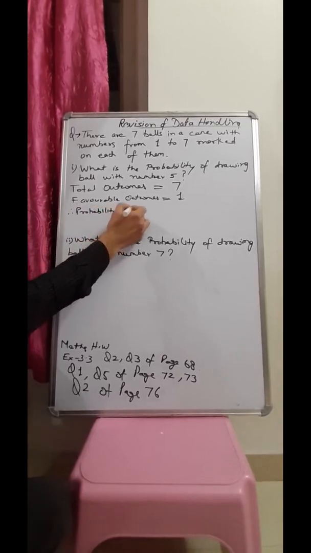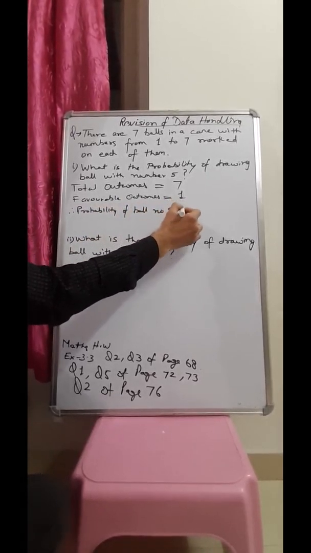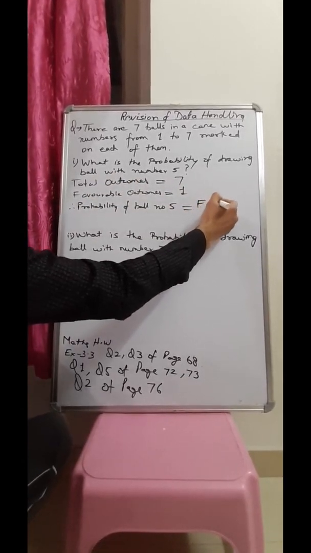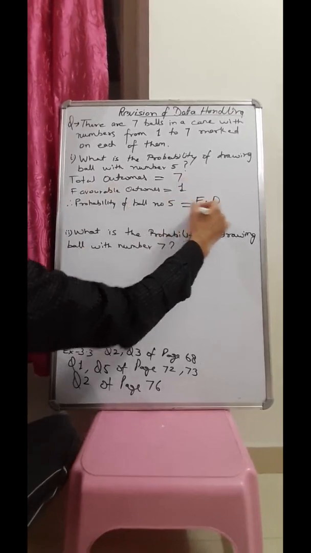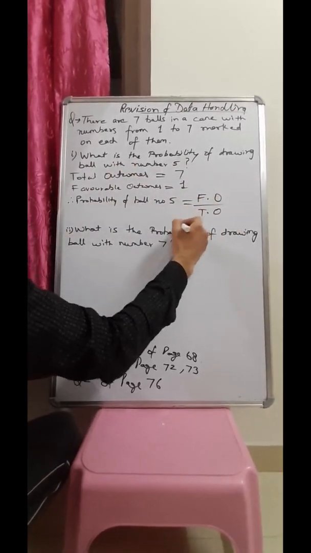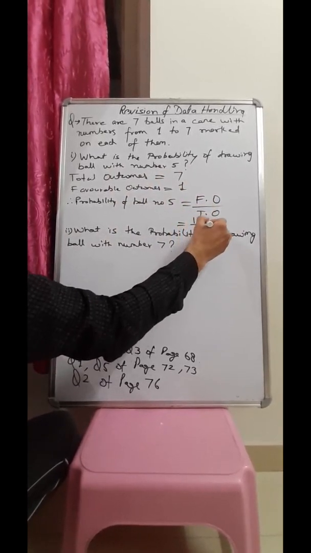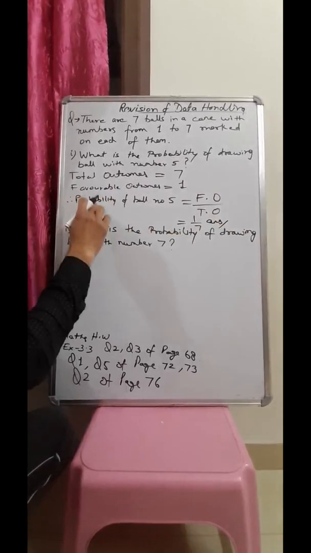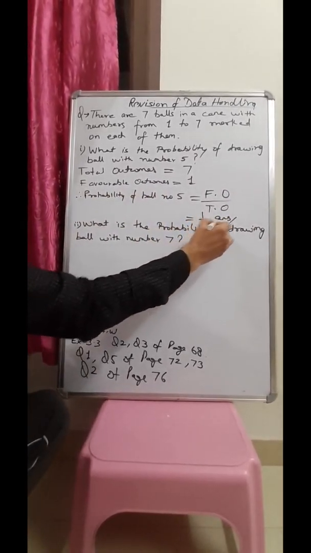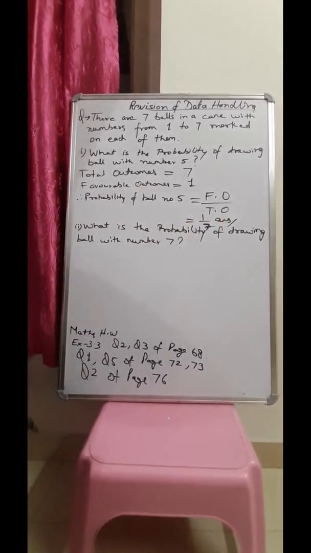Therefore the probability of ball number 5 will be, the formula is favorable outcomes (FO) upon total outcomes (TO), which is 1 upon 7. So 1 upon 7 is the probability of a ball with number 5. In this way we can find the probability of ball number 5.